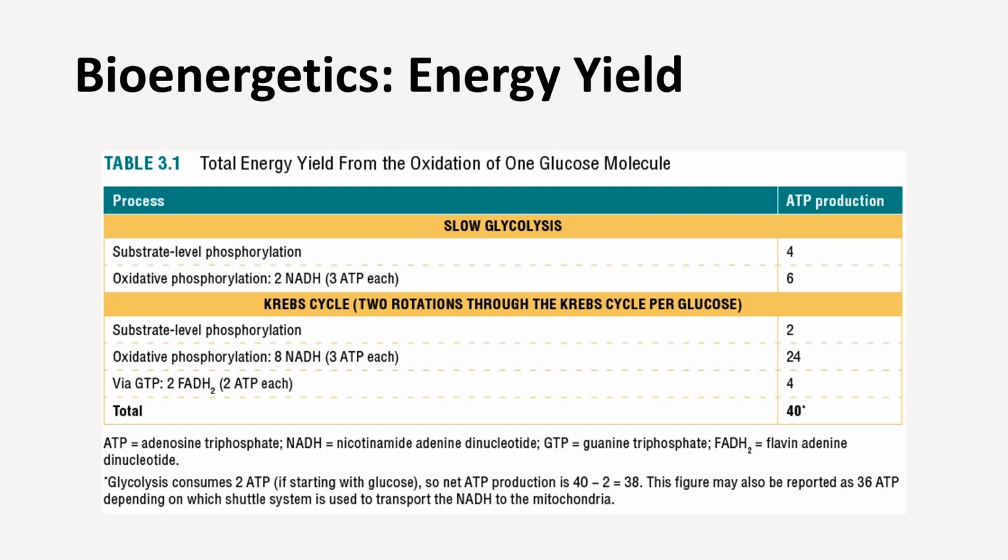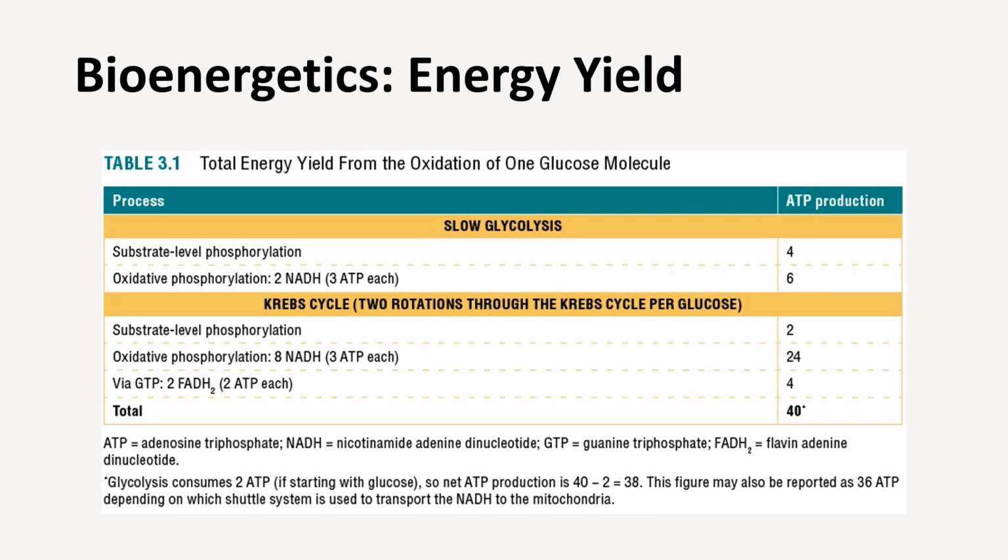Electron transport and oxidative phosphorylation: the NADH and FADH2 generated in glycolysis, pyruvate decarboxylation, and the citric acid cycle donate their electrons to the electron transport chain, or ETC, which is located in the inner mitochondrial membrane. As electrons pass through the ETC, they release energy which is used to pump protons, the hydrogen ions, across the membrane, creating an electrochemical gradient. The flow of protons back into the mitochondrial matrix through ATP synthase drives the synthesis of ATP through oxidative phosphorylation.